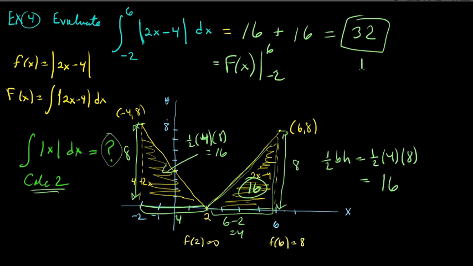We had to do this by finding the areas of these two triangles. And the triangles happen to have the same area. So you just double 16. Okay, so when you see something that you don't know how to find an indefinite integral for, you simply have to find some other way. And in this case, we could do it by just finding the areas.